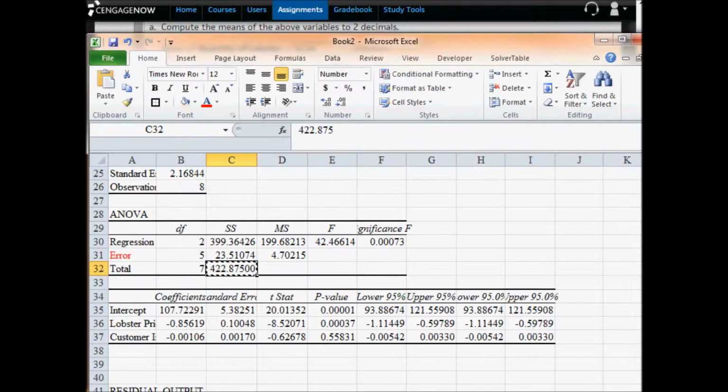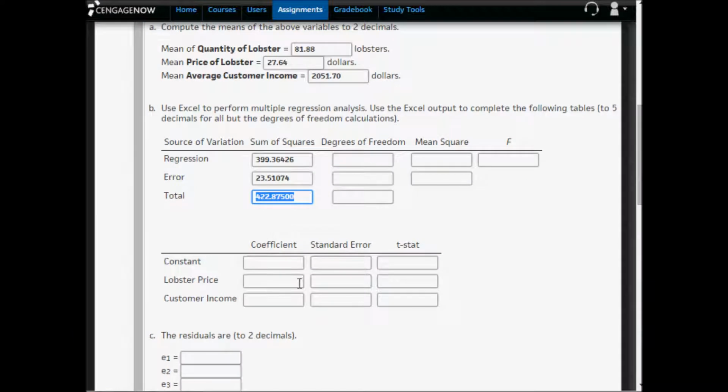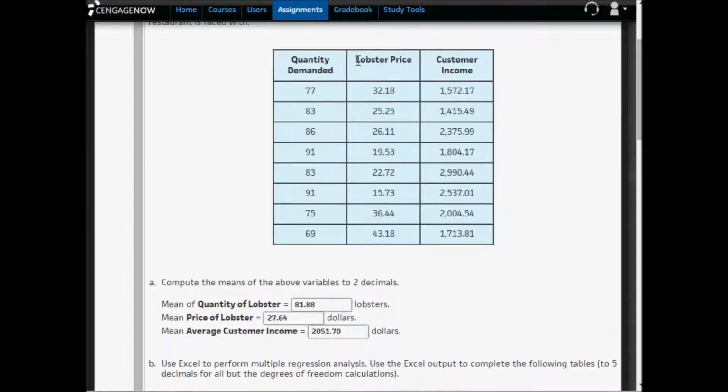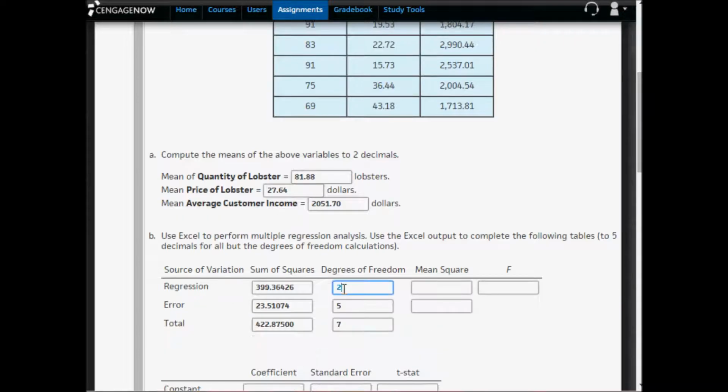Now we need to get the degrees of freedom. Excel likes to put them in the first column, before the sum of squares. I prefer to put them after the sum of squares column. So the first one's 2, the next one's 5, and the last one's 7. Why is this 2? Well, how many x variables do we have? We have 2 x variables. So that's why that is 2.